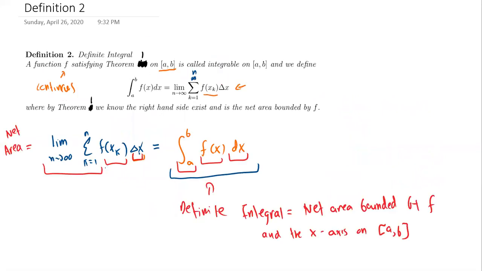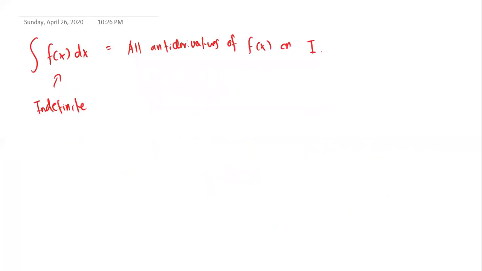And then the last thing we did was introduce this notation. Instead of always writing the limit as n approaches infinity of the sum from k equals 1 to n of f of x sub k times change in x, we just use this notation here. We just take the definite integral of f of x dx. And we differentiated this from the indefinite integral. With the definite integral, we put the endpoints of the interval here, and it means net area. For the indefinite integral, we don't put any endpoints on the integral sign, and it means antiderivatives.